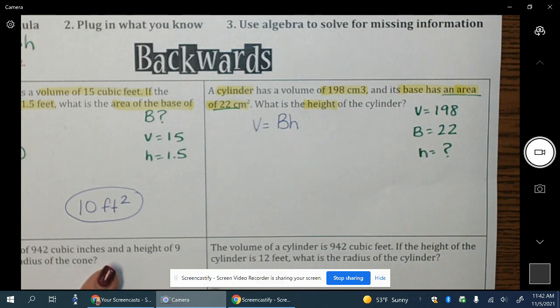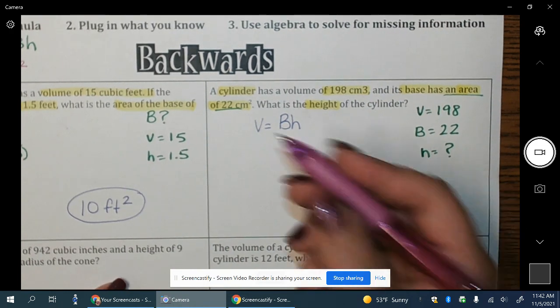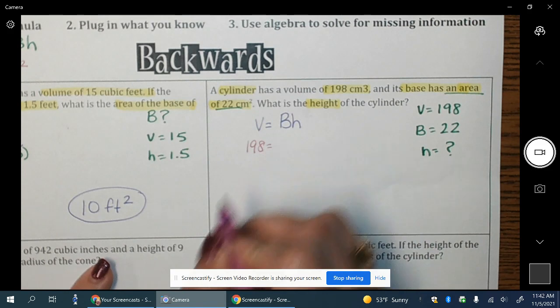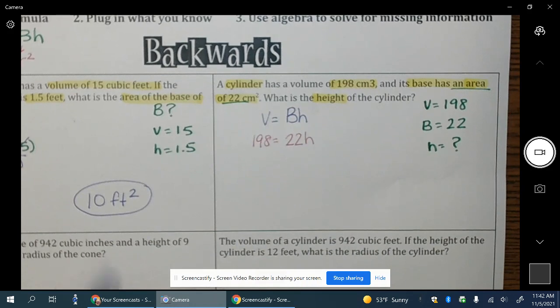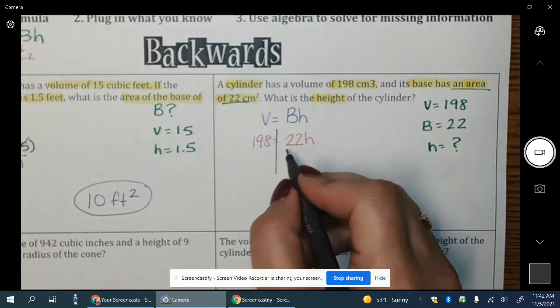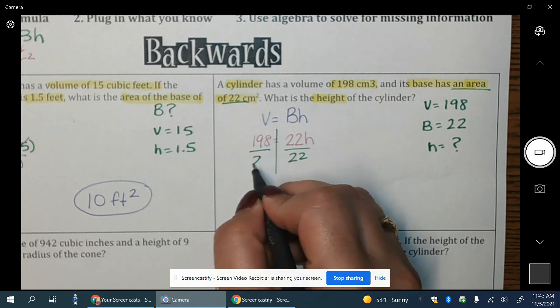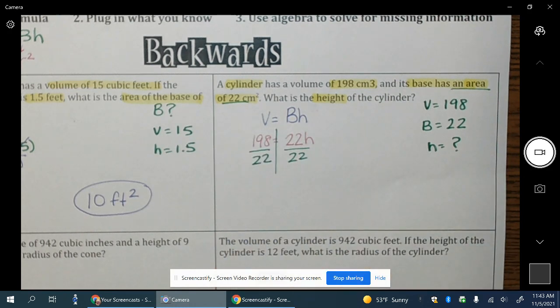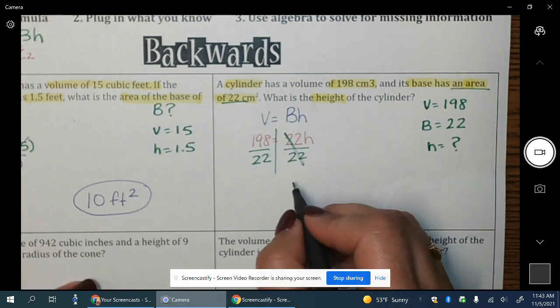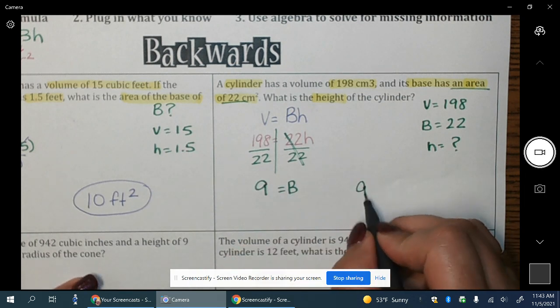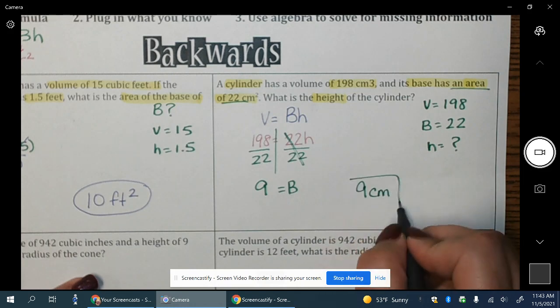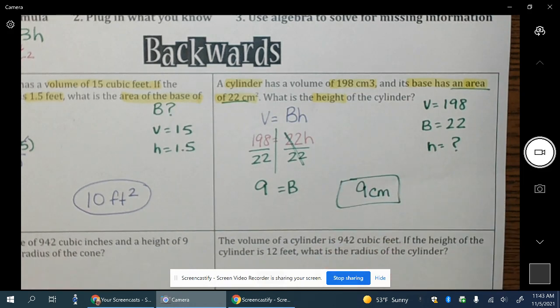Okay, I'm going to plug in what I know. What's the volume? 198. Do I know big B? Yes. And I don't know the height. So now we're back to basic algebra. Divide. And why am I dividing? Because it's the opposite. Very good. Nine. Okay, so this is the height, so it's 9 centimeters.